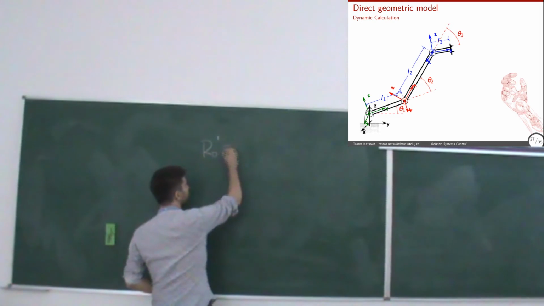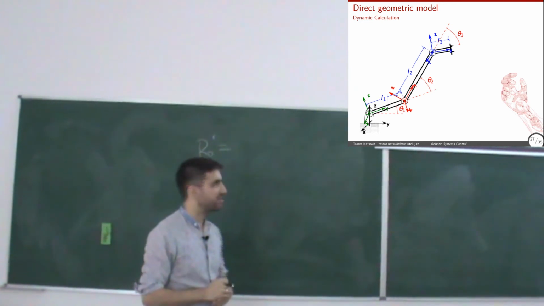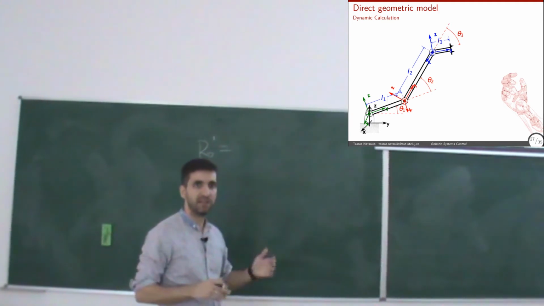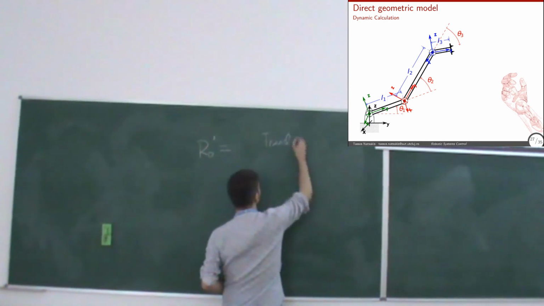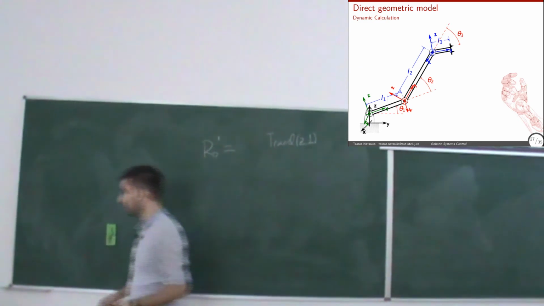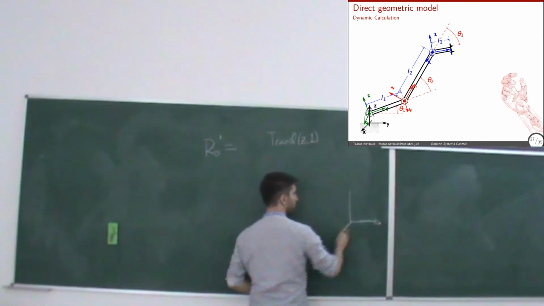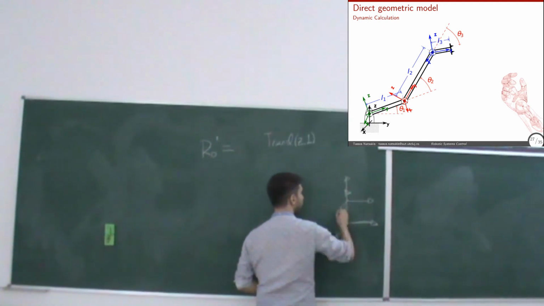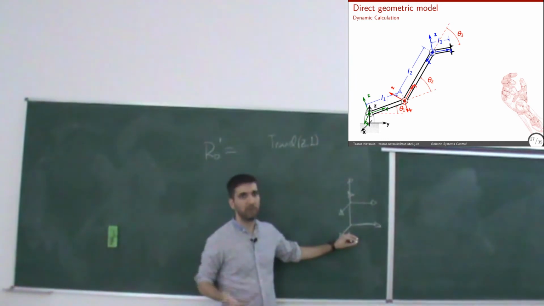So from 0 to 1, I'll have a translation first. What translation? Translation on Z by, let's say that distance is 1. Okay? Translation on Z by 1. So when I do this, I start from here and I go here. Okay, I just translate on Z. This is the black one. I don't have black chalk. This is the green one.